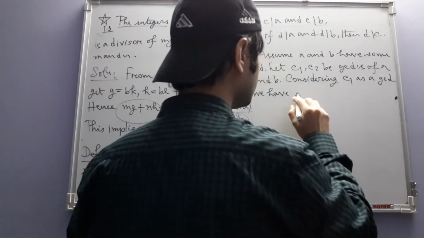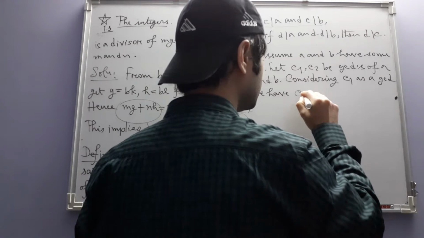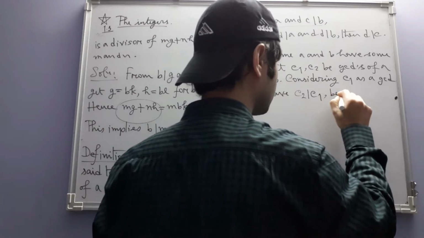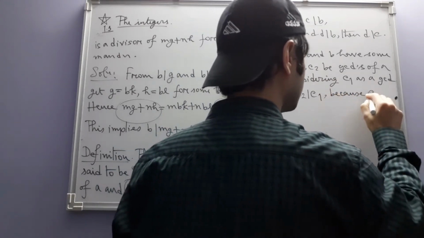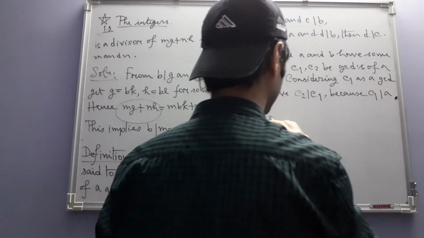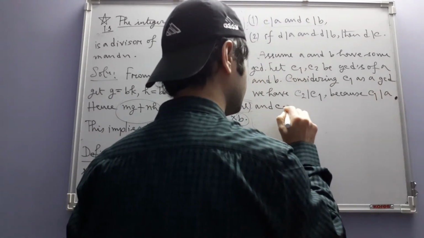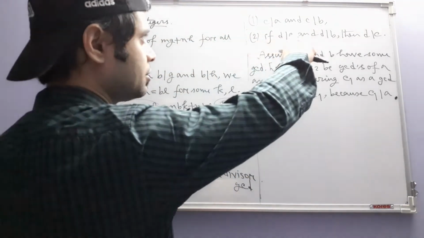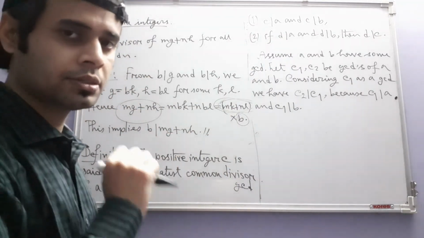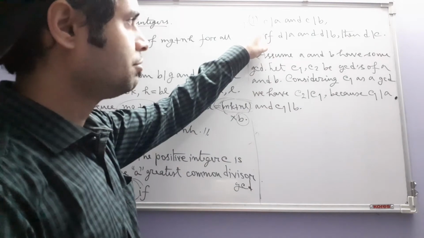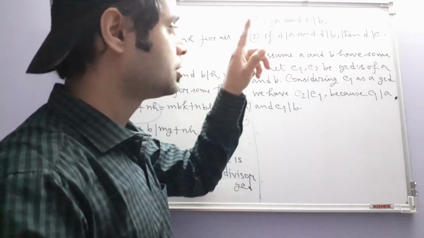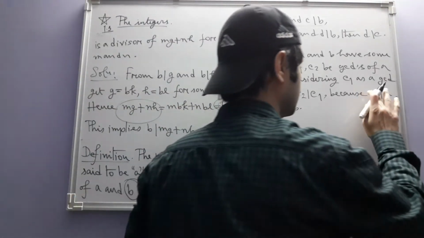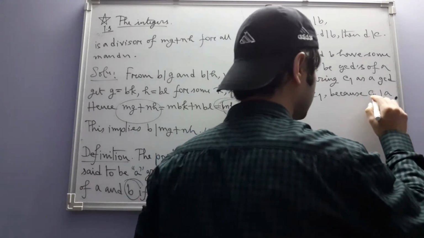We have C2 divides C1 because C1 divides A and C1 divides B. What has happened here? You see, I have used the fact that C2 is a GCD of A and B, and that gives me from the first condition that C1 is a GCD of A and B. So that gives me the, or have I written? I am losing track.